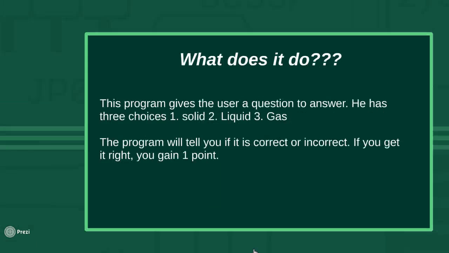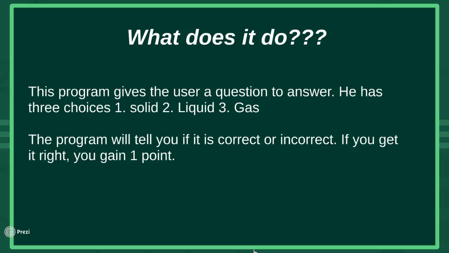So, what does this do specifically? This program gives you five questions and three choices of an answer. It's going to ask you, like, the element is hydrogen. It'll give you if it's a solid, liquid, or gas. You're going to have to choose number 1, 2, or 3. If you get it correct, it gives you a point. If you get it incorrect, you get nothing, and you go on to the next question.